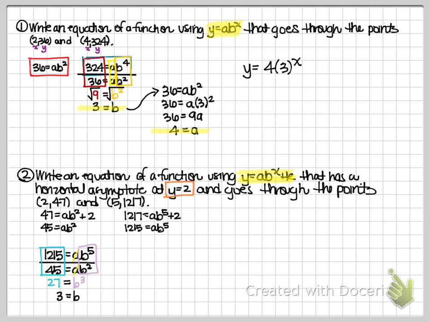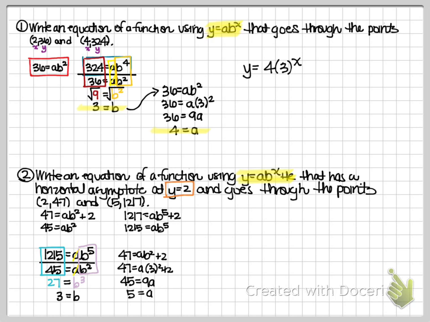And then go back to whatever equation you like. I like the smaller numbers, so I'm going to use 47 is equal to AB squared plus 2. And then plug in what you found. Just remember to follow order of operations. So move that 2 over, and then go ahead and divide. Looks like A is going to be 5.